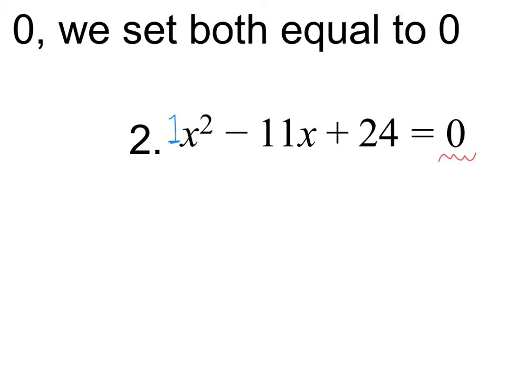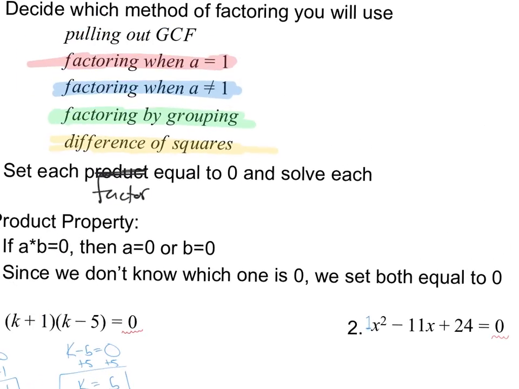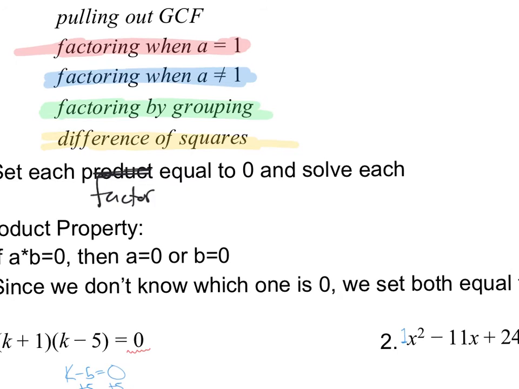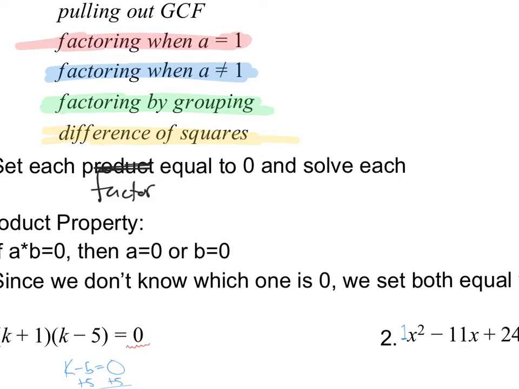So we're going to then determine which of these methods we're going to use from the 5 above. So remember in this case, we have factoring when a equals 1, factoring when a does not equal 1, factor by grouping. So remember the factor by grouping, there we would have 4 terms.